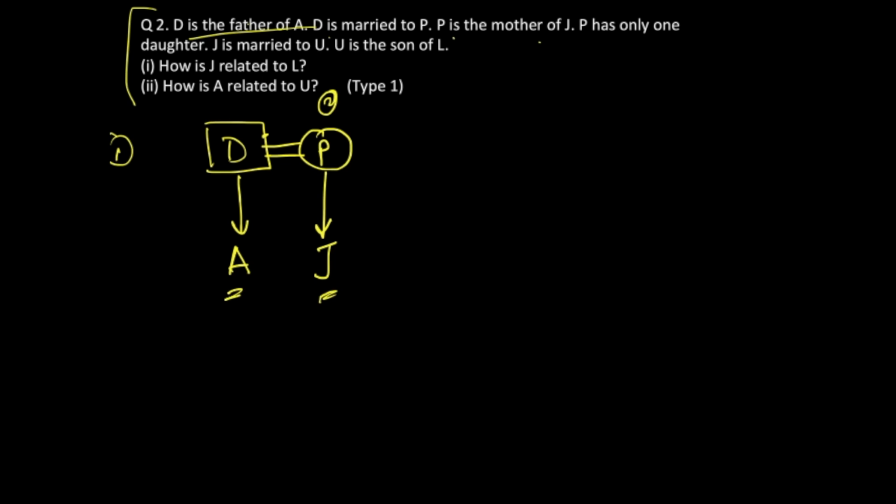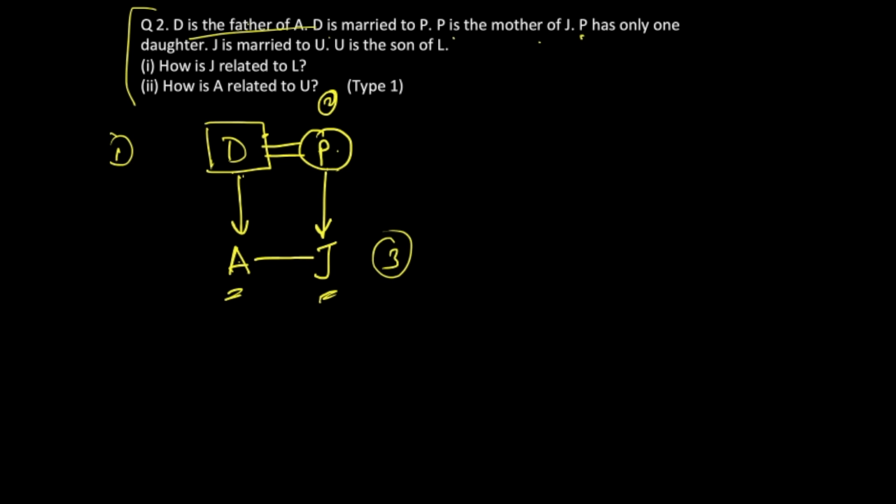So you don't know the genders of A and J, but you know that they are going to be siblings, right? Because they share same parents. D is married to P and D happens to have a child called A, and P is married to D and she has a child called J. So these two are siblings, right? So your third step is also done now. So after 3 steps, this is the diagram which you have obtained.